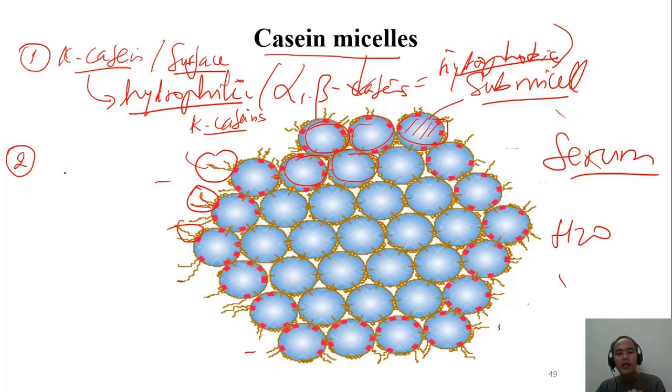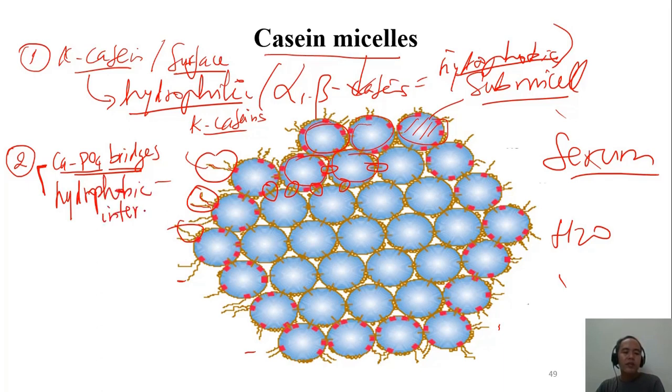What then are the linkages that stabilize the structure of the micelle? Why does the micelle not disintegrate into different smaller pieces, why can they come together? First, because of the calcium-phosphate, we call it calcium-phosphate bridges. So they represent the link, the molecule of calcium-phosphate. So they link the submicelles together. And then the second interaction that protects the integrity of the micelle is the hydrophobic interaction. We call this hydrophobic interaction.